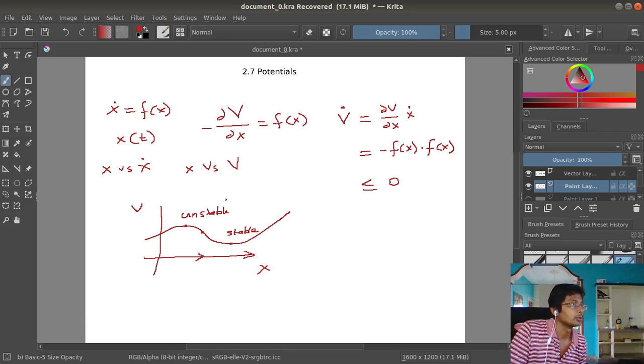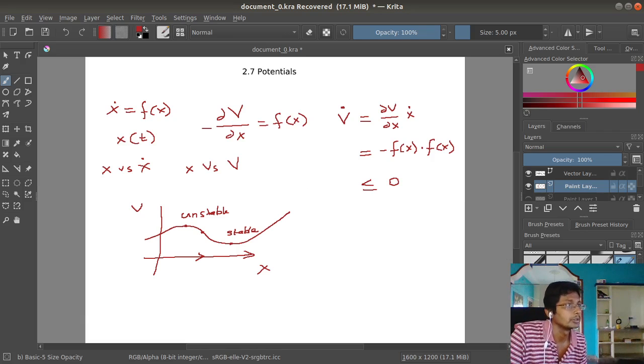So that's how we identify the behavior of the system. All we have to do is identify the potential and plot it. The peaks and valleys are the fixed points, where the peaks are unstable fixed points and the valleys are stable fixed points. Fine. Now let's see an example.